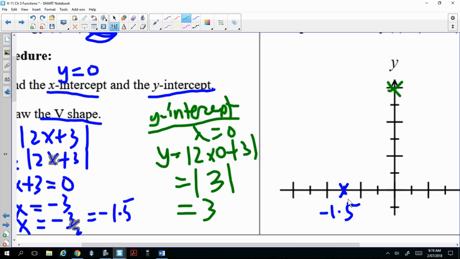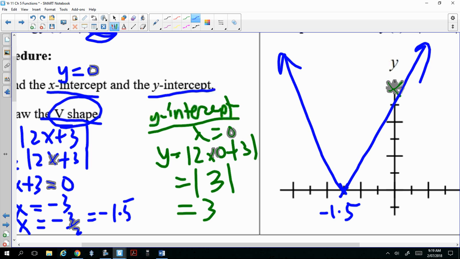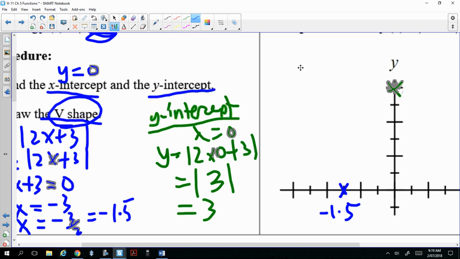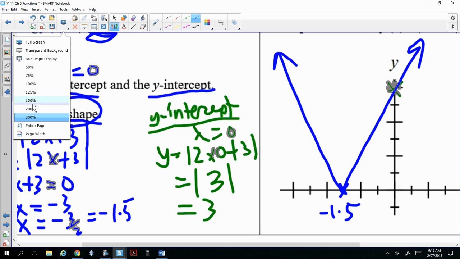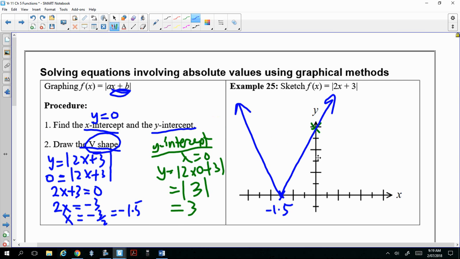1, 2. Alright, let's draw this. So you get a V shape, and then we draw the V shape. It's very easy. Just go like this, like that. Okay, V shape. V shape. Get the idea? Well, it must be symmetrical. It's like an axis of symmetry. Yeah, you have to draw it symmetrical.